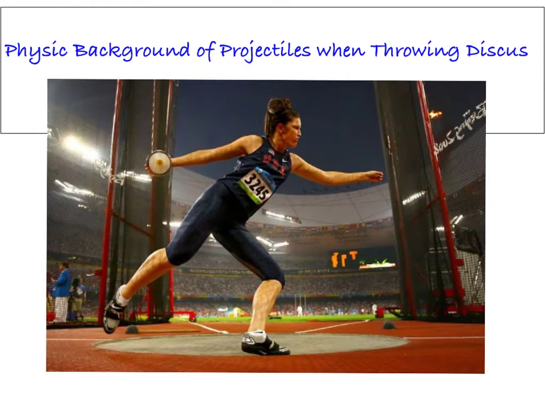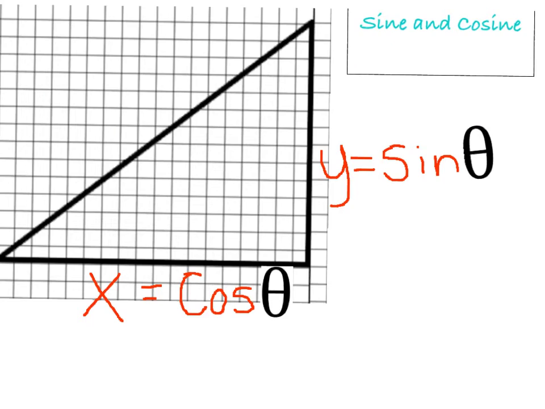Now I'm going to explain to you the physics background of projectiles while throwing a discus. Before we begin, we need to know what sine and cosine are. So, the vertical axis will equal y, and y is equal to sine theta, while the horizontal axis equals x, and x is equal to cosine theta.